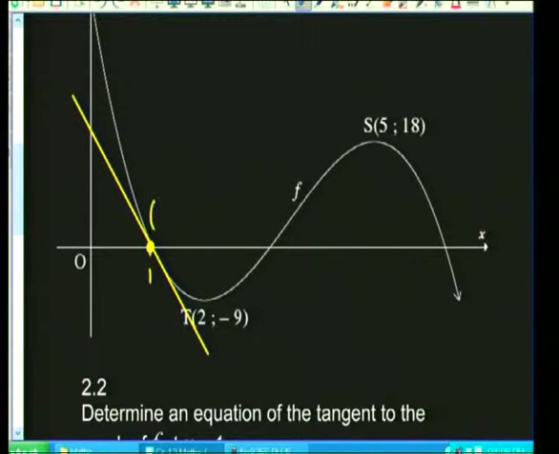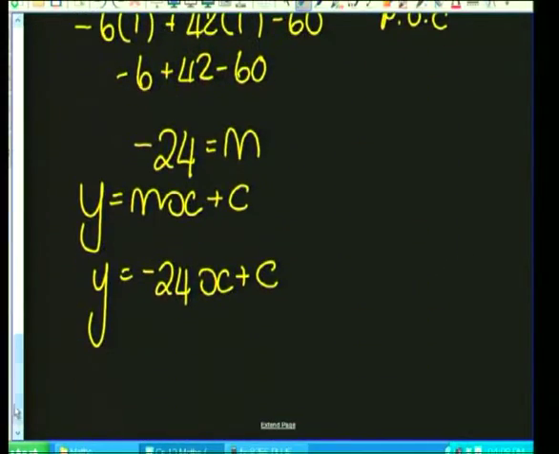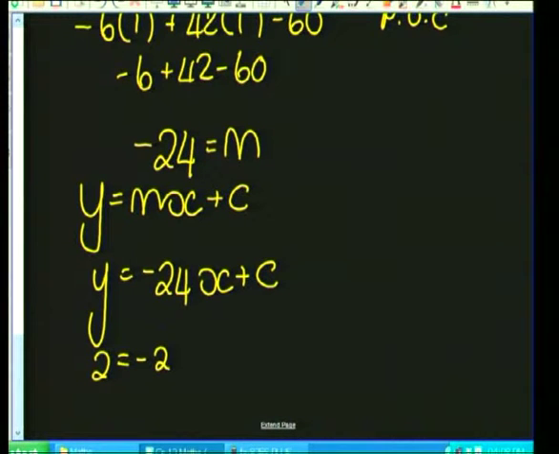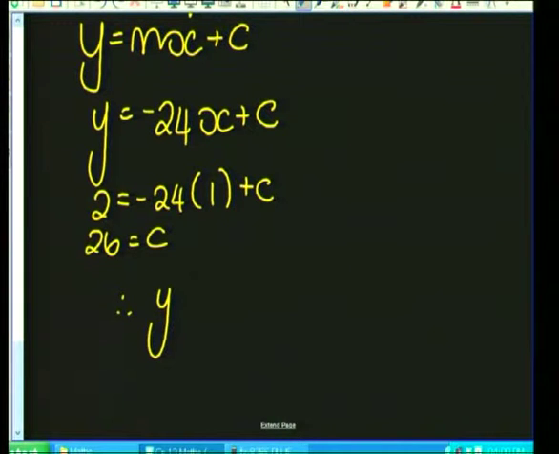So the point of contact between the tangent and the graph was at the point (1; 2). So therefore, if that point is a point of contact, it's touching the tangent and it's touching the cubic function, so we can sub it in. So I'm going to substitute 2 into the y value. I'm going to substitute 1 into the x value. That's going to give me 2 equals negative 24 plus c. I'm going to move it over. We're going to land up with 26 being equal to my c value. So what is the equation of my tangent? It's y equals negative 24x plus 26. Okay, right, so that gives us the equation of the tangent.